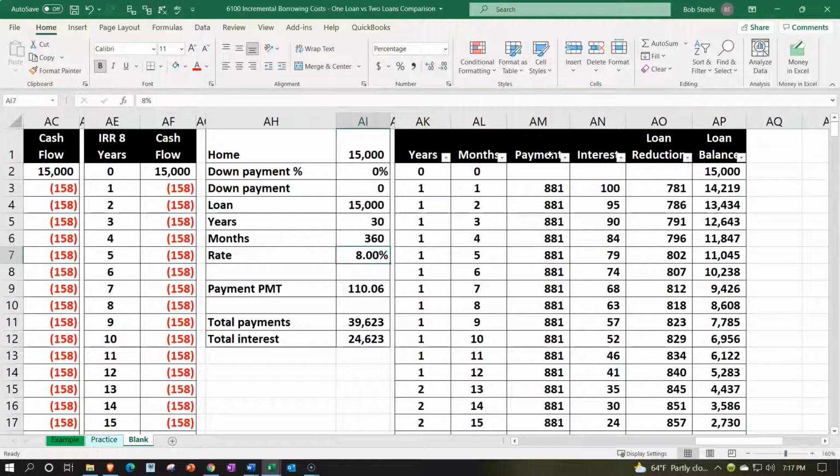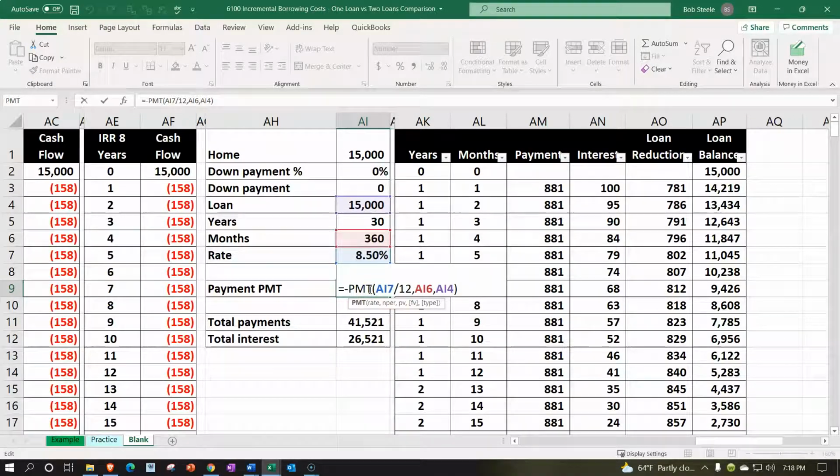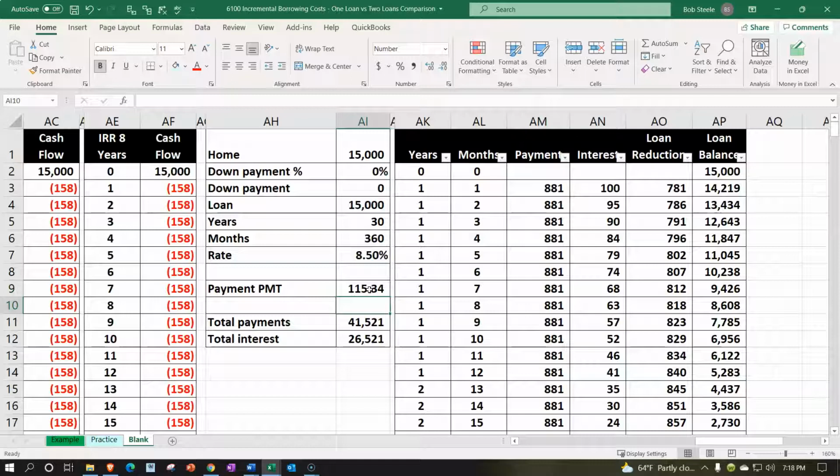And then the rate, let's start with the rate at 8.5. I'm choosing 8.5 because basically the larger loan was at 8.5, right? So then if we calculate the payment on that, we get 115.34. So our second loan, using our payment calculation, is 115.34.